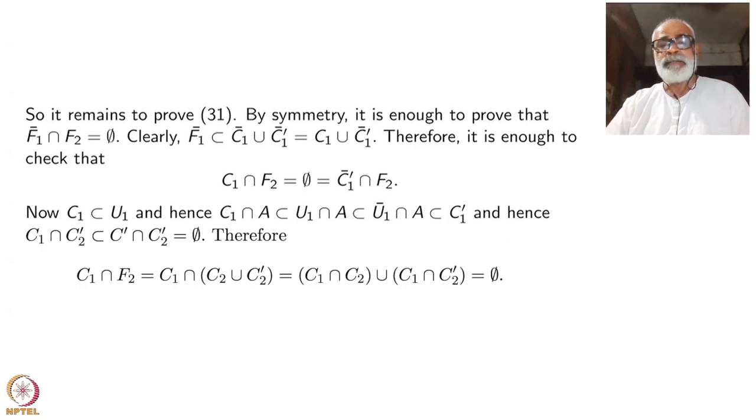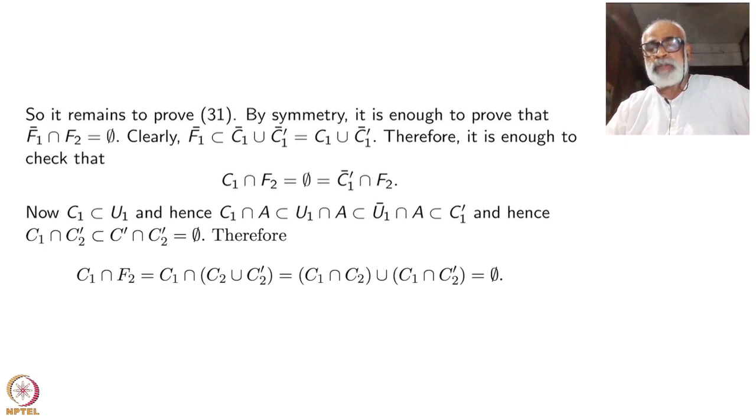And hence, C1 intersection C2 prime is contained inside C1 prime intersection C2 prime. Just now, C1 intersection A is already in C1 prime. C1 intersection C2 prime is a subset of A, so I can take intersection with A itself. So that is contained in C1 prime intersection C2 prime, and that is empty to begin with. So instead of C1 intersection F2, I have looked at C1 intersection C2 prime. F2 has two parts, right? C2 and C2 prime. So C1 intersection F2 will be C1 intersection C2, which is empty, and C1 intersection C2 prime.